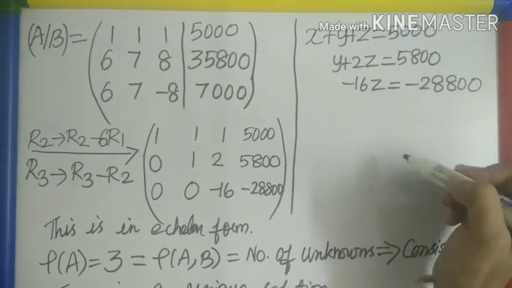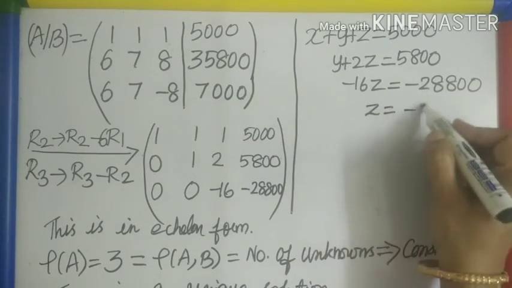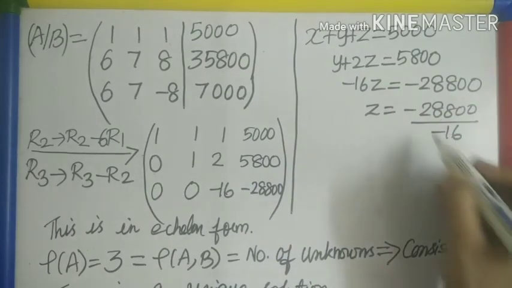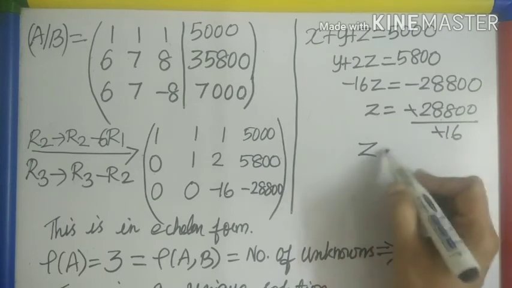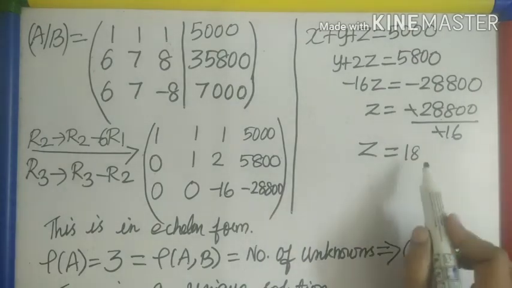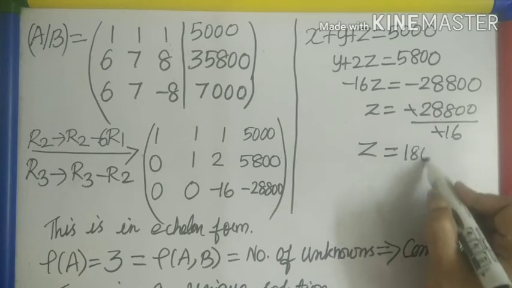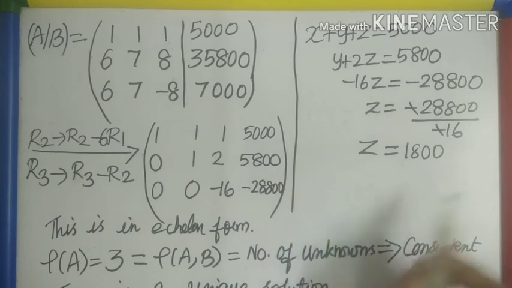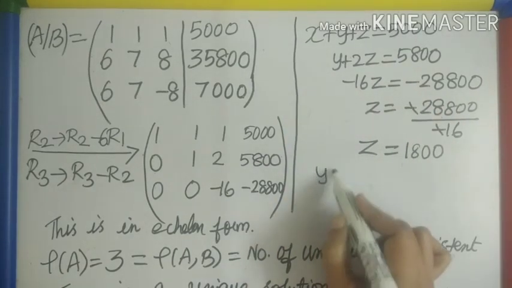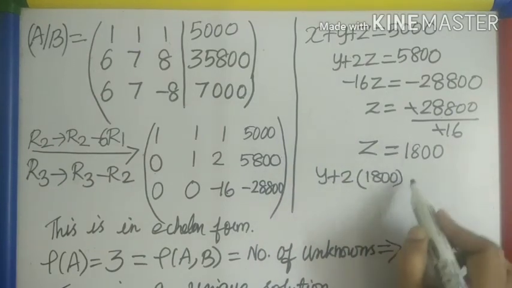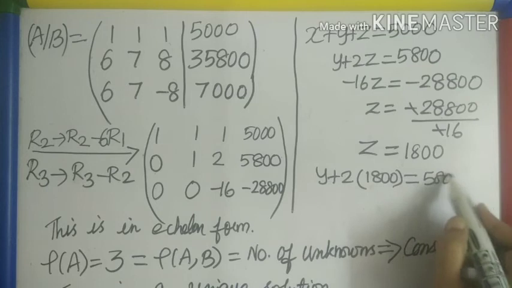Now from the last equation, I can get what is z? Minus 28,800 divided by minus 16. Cancel minus and minus. 28,800 by 16 gives you, calculate, 1800. So I'm able to find out what is Z. Put this back in the second equation. Y plus 2 into Z. Z value 1800, that is equal to 5800.